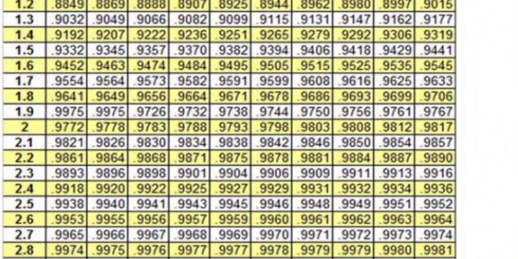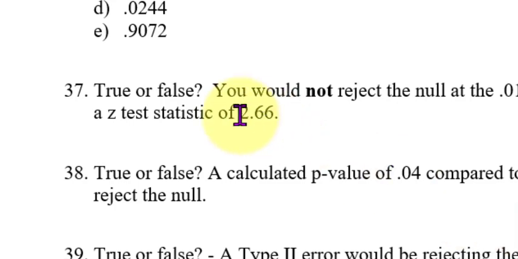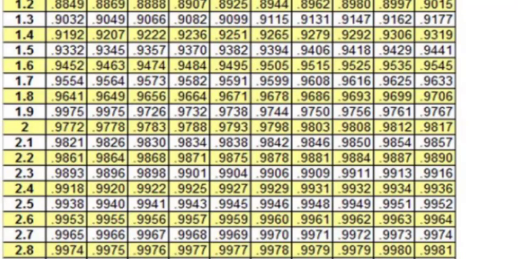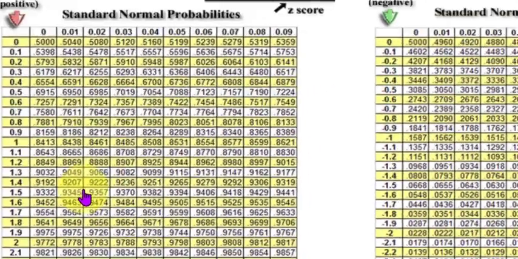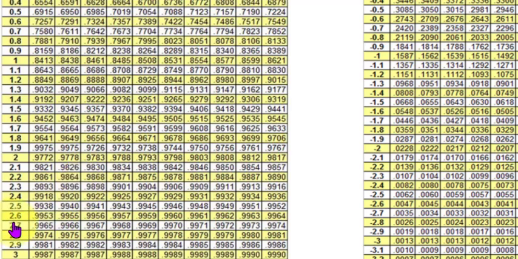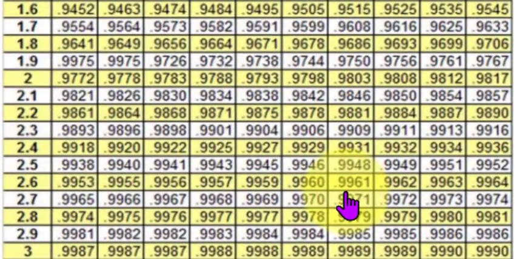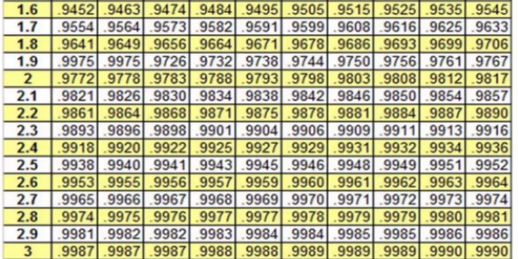Was that the right number? Hold on a second. Yeah, 2.66 is the z-score. So what you do is you look up 2.66 on this table. There's 2.6. And there's the other 6 at the top of the row, right? 0.06. So what is that number? 0.9361? Is that right? Or is it 0.9961? Oh, it's 0.9961.